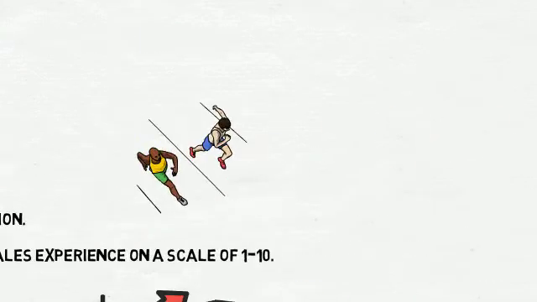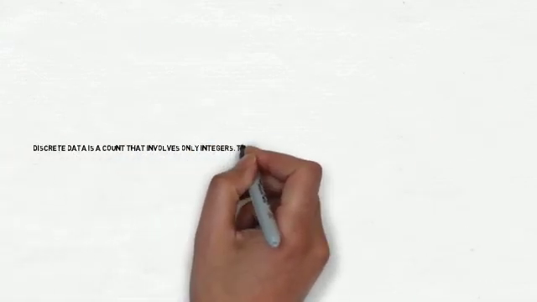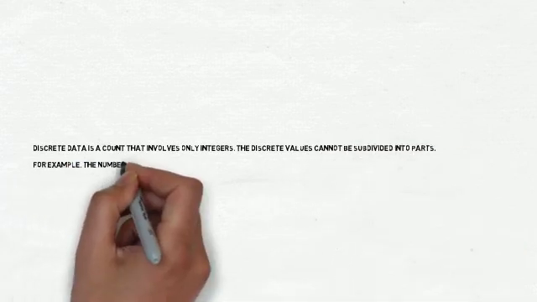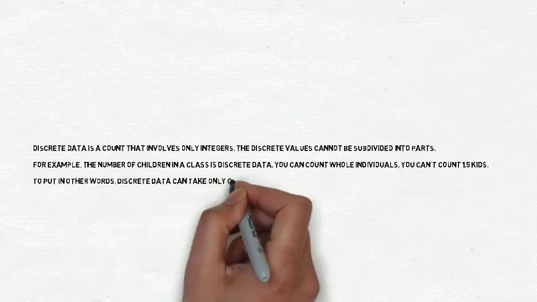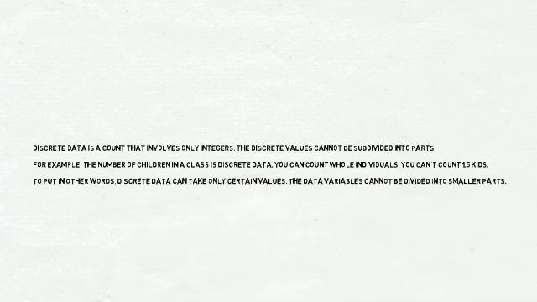Let's see about discrete first. Discrete data is a count that involves only integers. The discrete value cannot be subdivided into parts. For example, the number of students in a class is discrete data. You can count individuals. You can't count 1.5 kids. To put it in other words, discrete data can only take certain values. The variables cannot be divided into smaller parts.